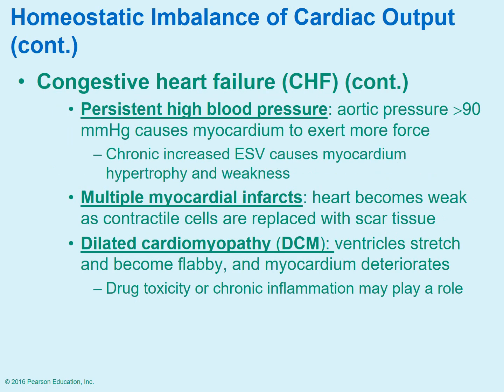Persistent high blood pressure: this is where the heart's basically having to exert more force. It's working harder than it should. Over time, if it's sustained very high, the myocardium, that cardiac muscle, starts to get weaker. With multiple myocardial infarcts, the heart becomes weak because the contractile cells, when they become damaged essentially from a heart attack, are being replaced with scar tissue, not with contractile cells. And so overall, the heart's going to become weaker.